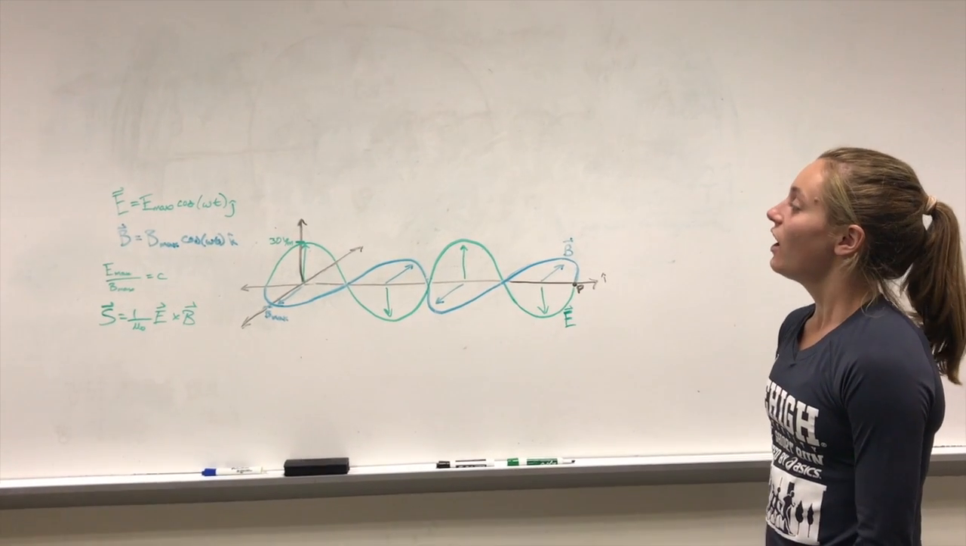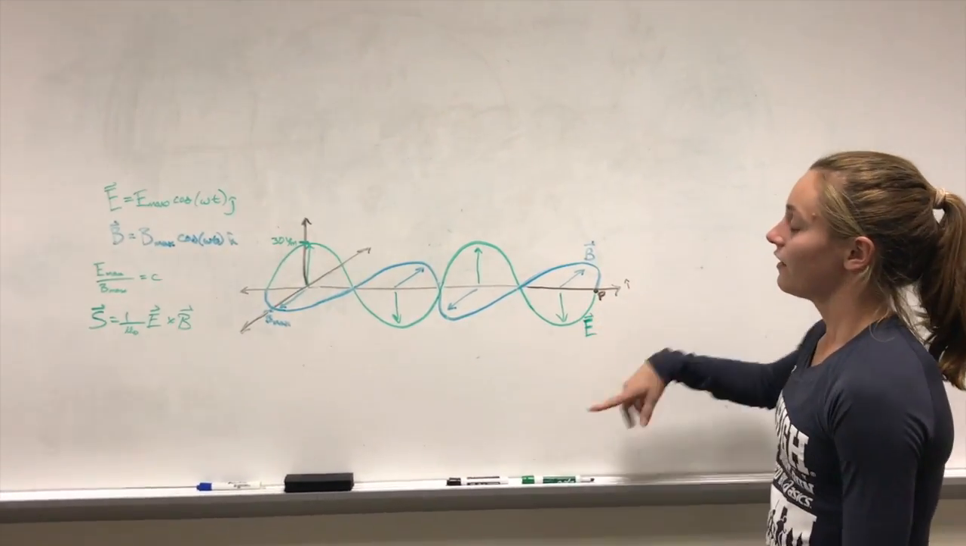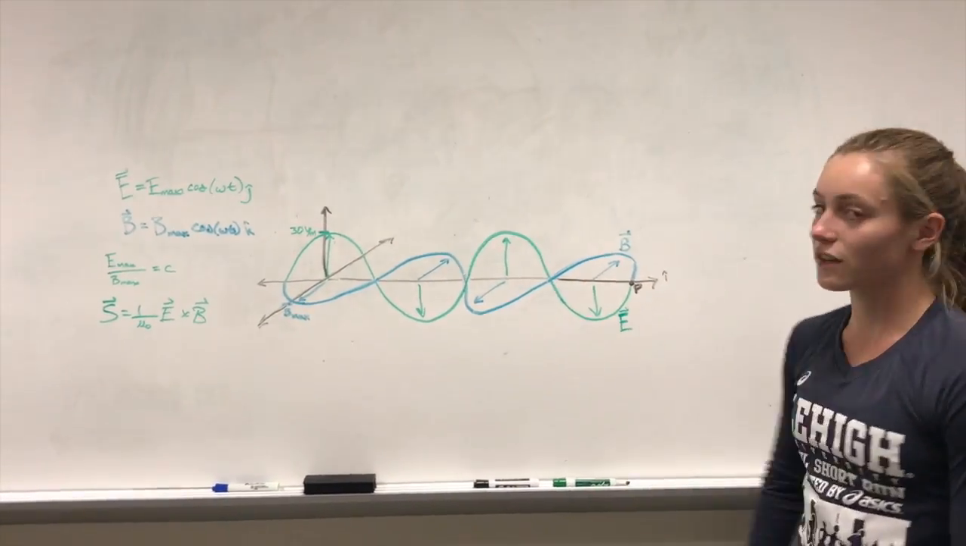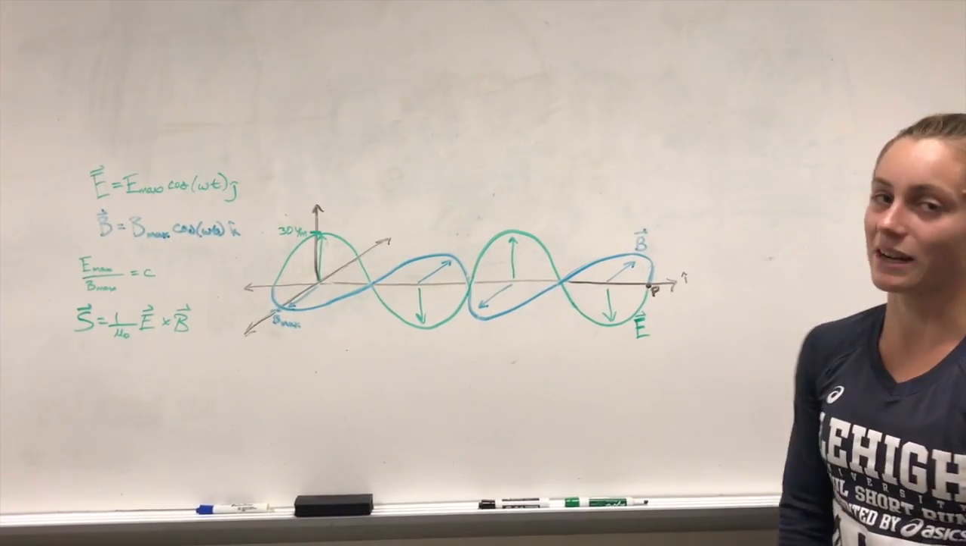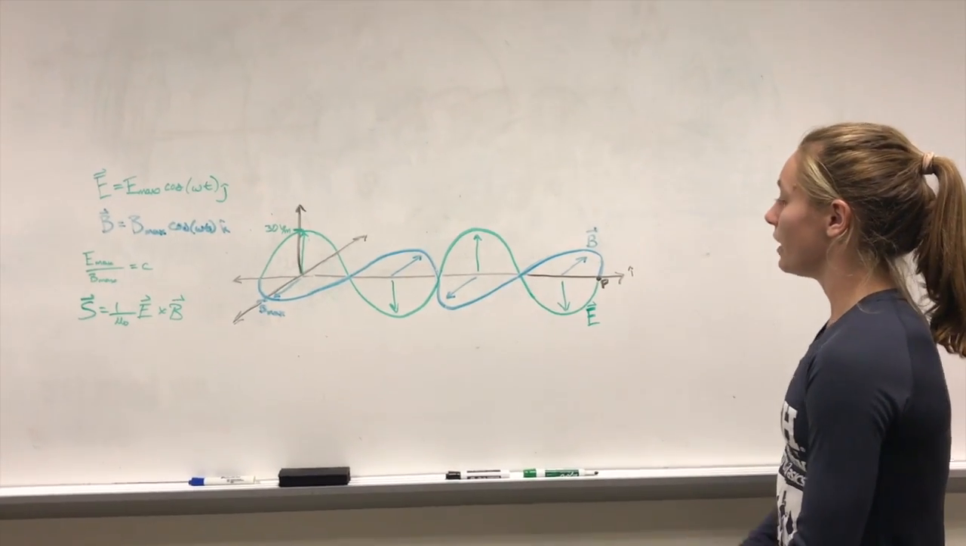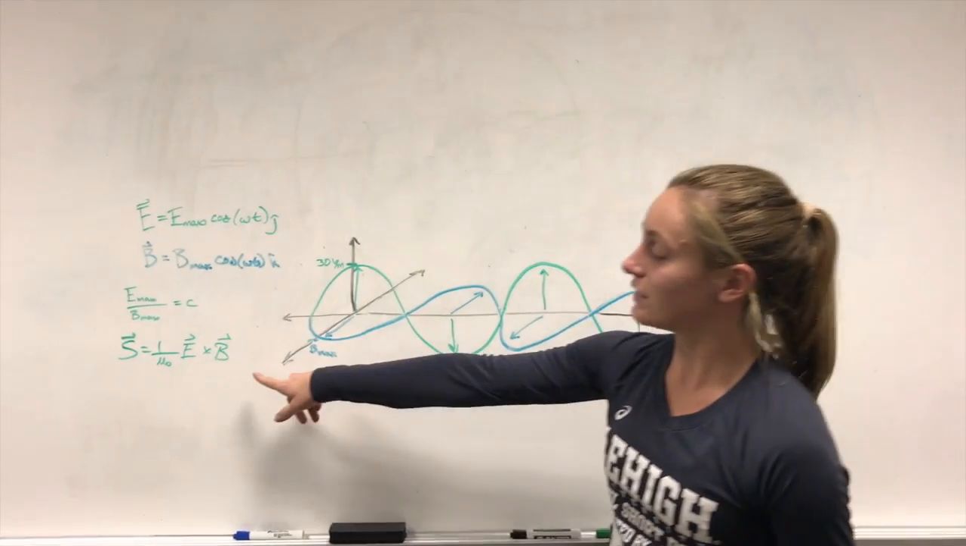For part C, we are looking at an electromagnetic wave propagating through point P. The green is the electric field vectors, and the blue is the magnetic field vectors. And we can tell that it's propagating in this direction by this equation.